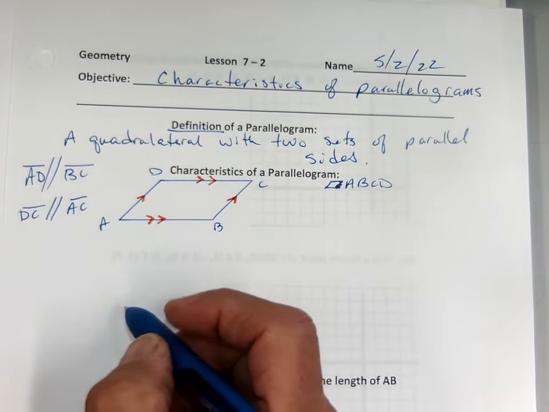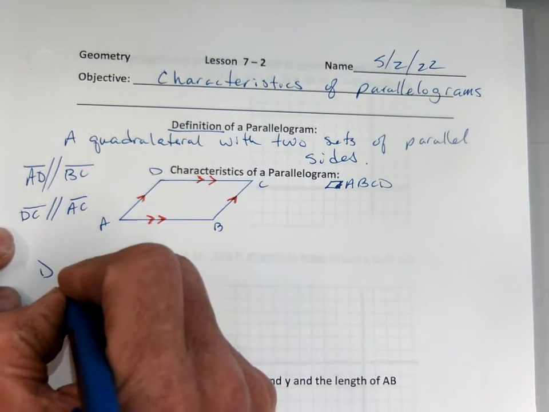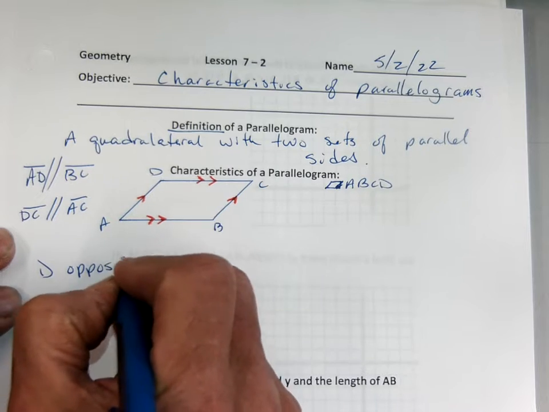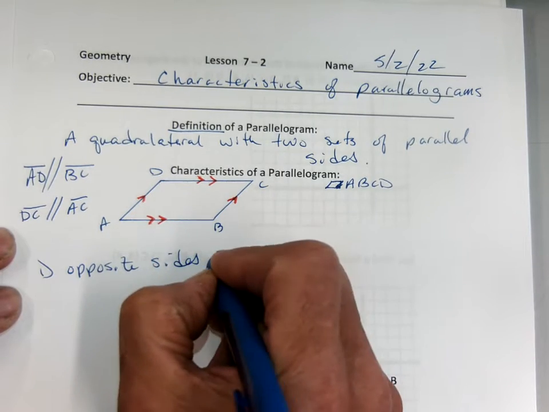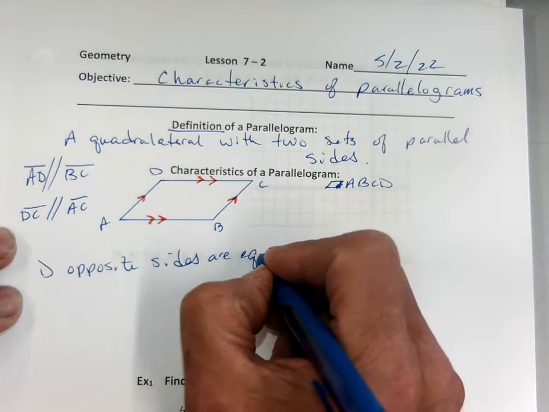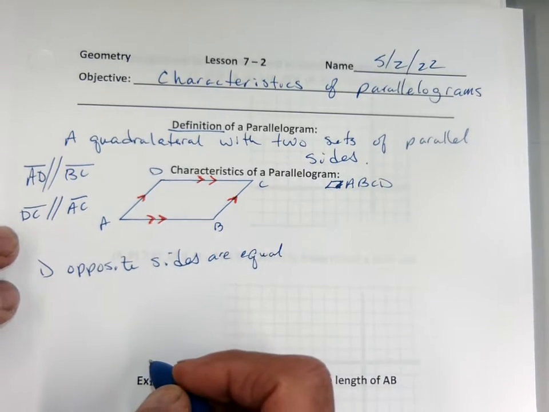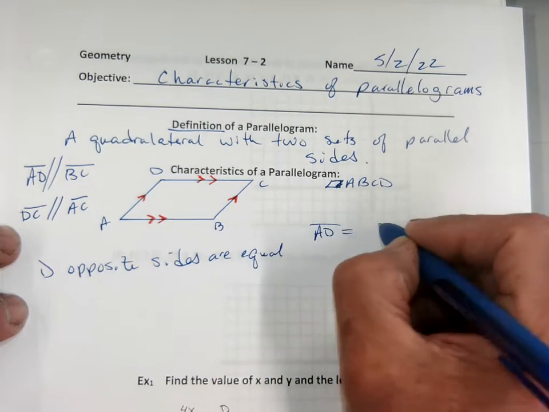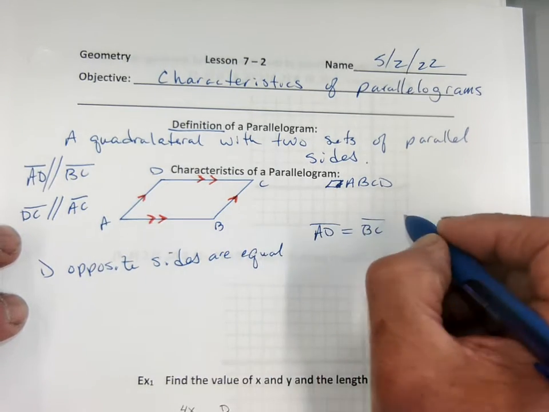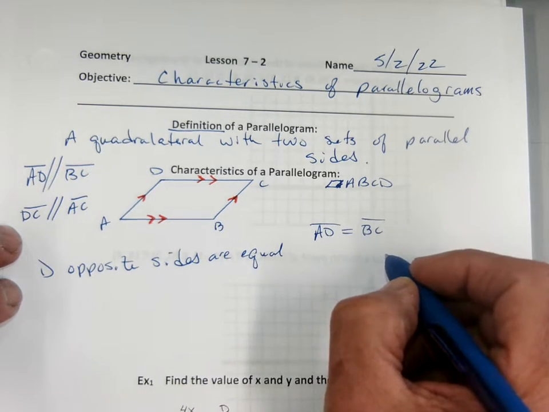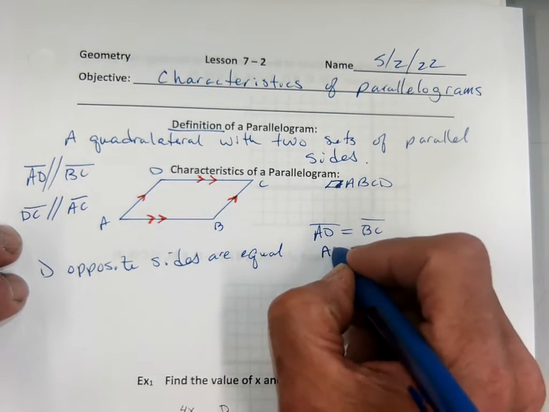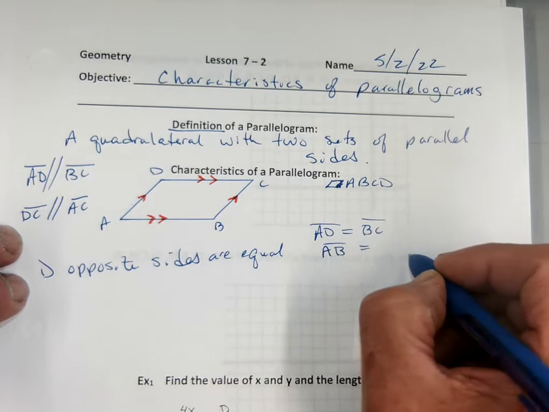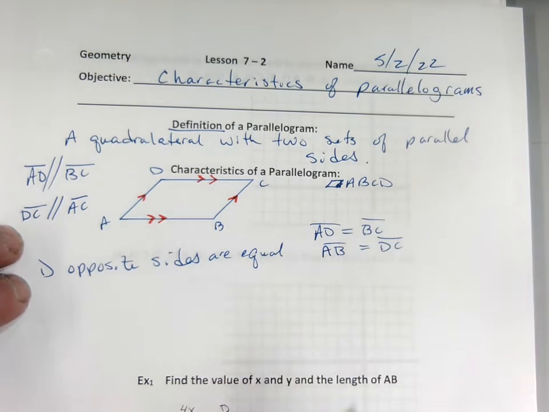Now, there are some things about a parallelogram that we also know. Characteristics. We just went through the theorems. One, opposite sides are equal, right? So AD is equal to BC, and we also know that AB is equal to DC. Everybody agree with that? Opposite sides are equal. That's one of the characteristics. If it's a parallelogram, opposite sides are equal.